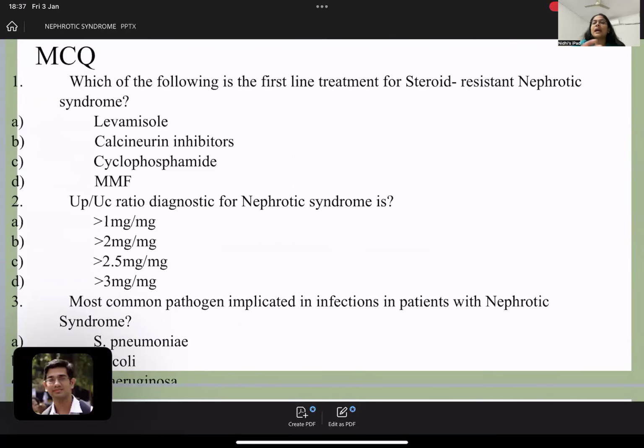Now, again with the MCQs, these are just three MCQs that I think would be important. Which is the first line treatment for steroid-resistant nephrotic syndrome? A is levamisole, B calcineurin inhibitors, C cyclophosphamide, D MMF. Now all of these are steroid sparing agents, but calcineurin inhibitors are the first line of treatment for steroid resistant nephrotic syndrome. So the answer would be B.